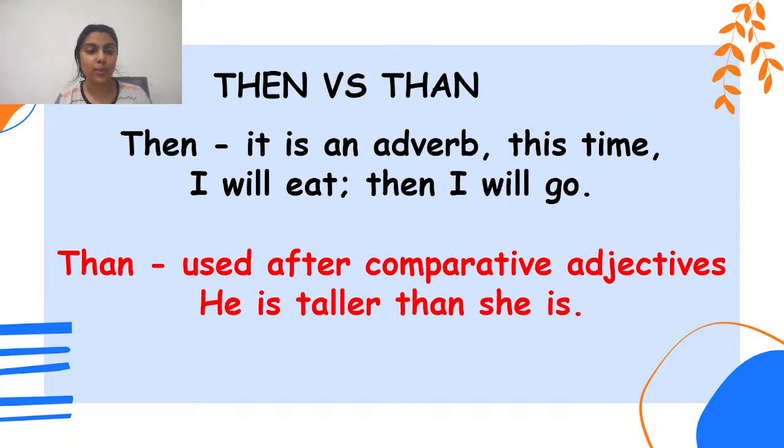Okay, moving on to than. Than is used after comparative adjectives. Okay, when you are comparing two things, you use the word than. He is taller than she is, she is wiser than he is, the puppy is cuter than the kitten. It is a very personal opinion. This does not represent Playbook's opinions. I just personally feel that puppies are way cuter than kittens, and I'm a dog person.